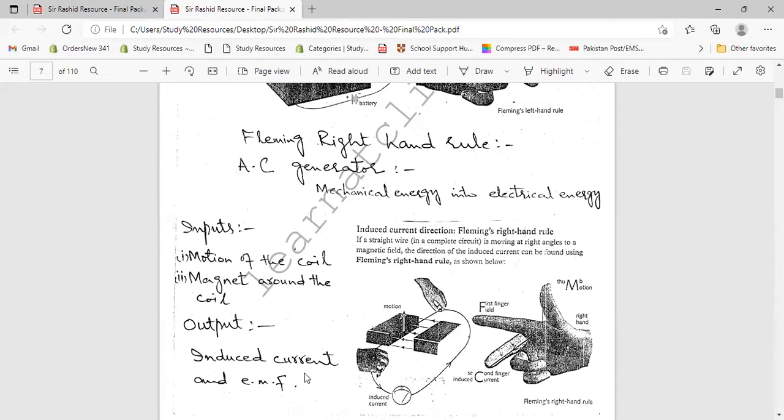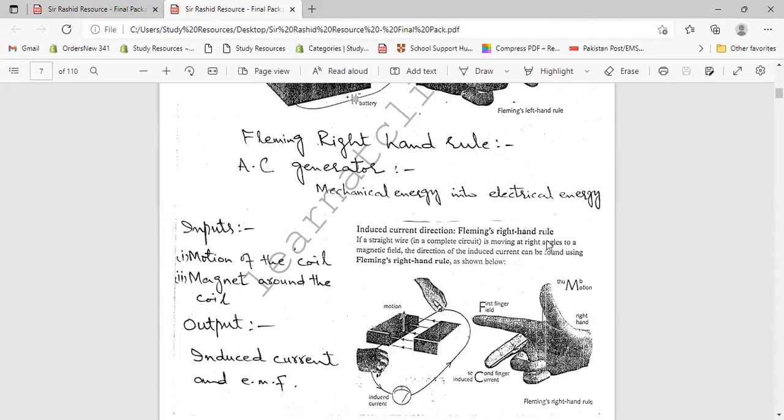When this voltage or current is generated, you have to find the direction of this induced current. For this purpose, in order to find the direction of induced current in the AC generator, we apply the Fleming right hand rule. You have a coil, you supply rotation, a magnetic field is there around the coil, and as a result current will be induced. The direction of this induced current is unknown, which we find with the Fleming right hand rule.